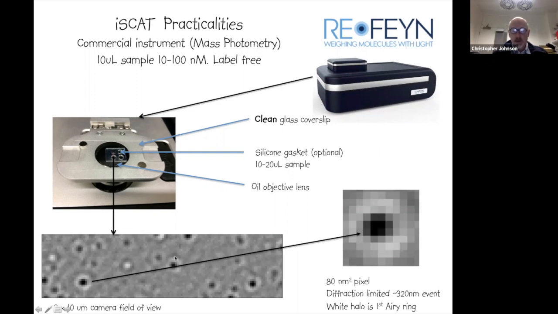You might notice here that you see a sort of white ring around the dark, high contrast areas. This is the Airy ring that has been described by Nick and John in their talks on imaging.